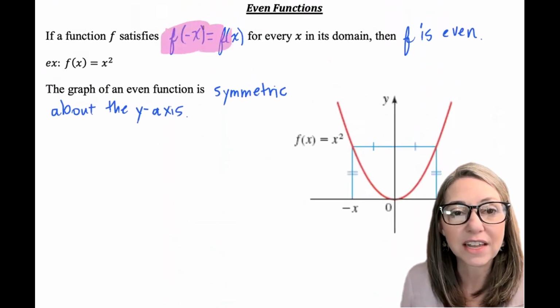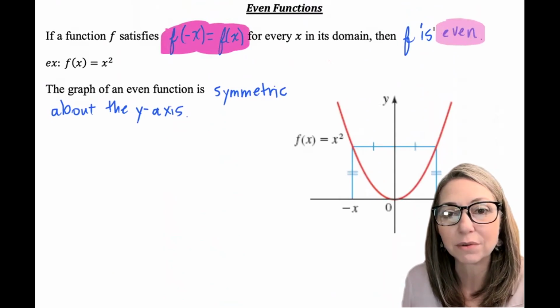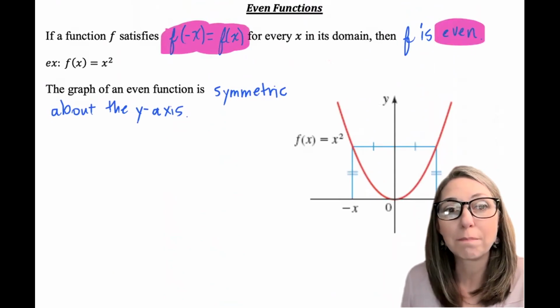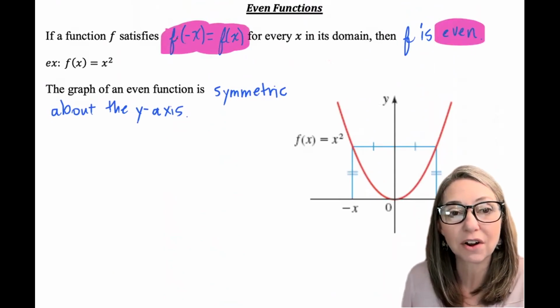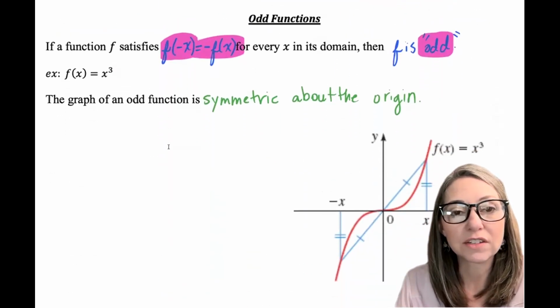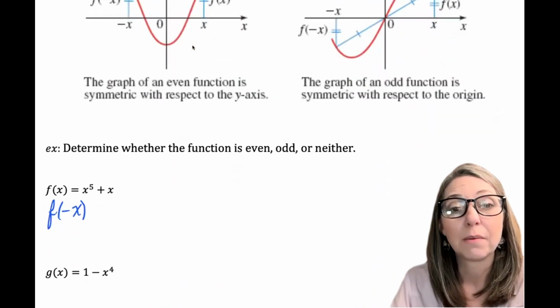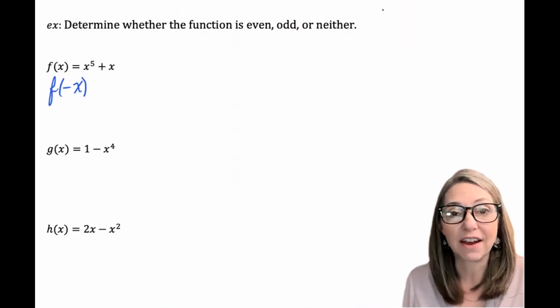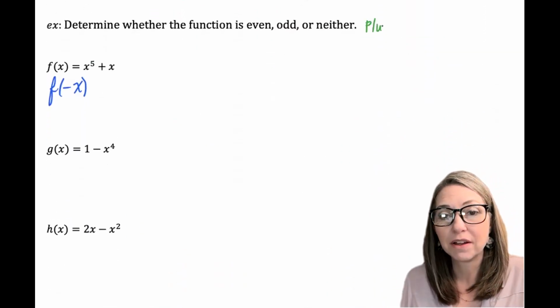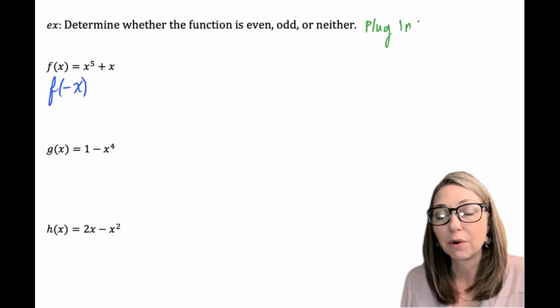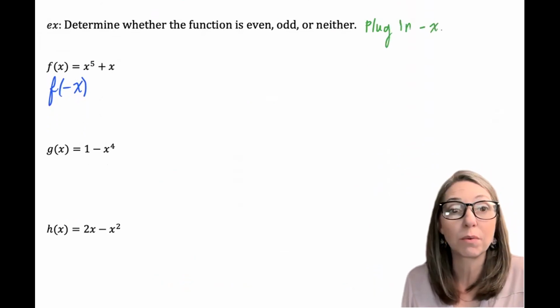Okay, and then it's even if f of negative x is equal to f of x. So for both of those, to determine if it's even or odd, we need f of negative x. Regardless of which one you're trying to determine, whether it's even or odd, the steps are the same. Plug in negative x. That is the step algebraically for all of these. Plug in negative x and we'll see what we get.